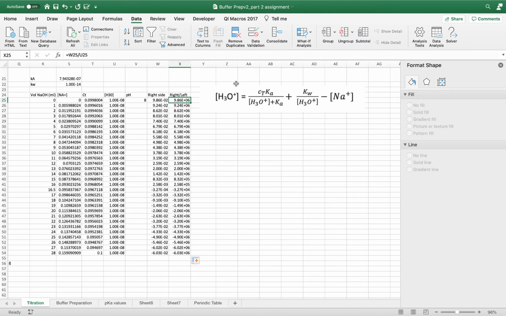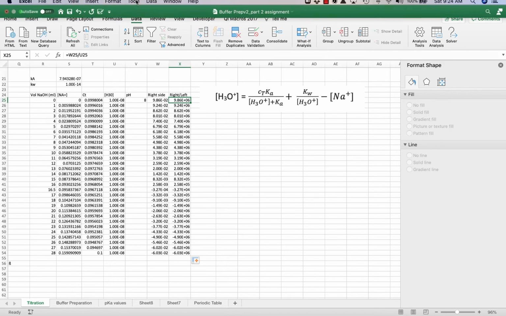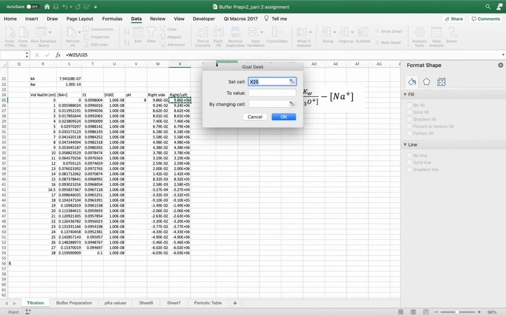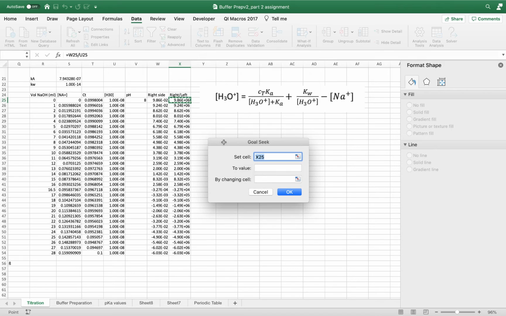So I've set mine up already to begin with. Let's use Goal Seek here. It's under Data. I go to Tools and Goal Seek. So I want to set this cell, my right over left cell, equal to 1. That's the value I want it to converge at. And it's going to do that by changing my hydrogen ion cell.